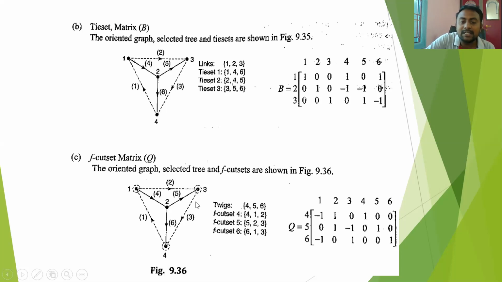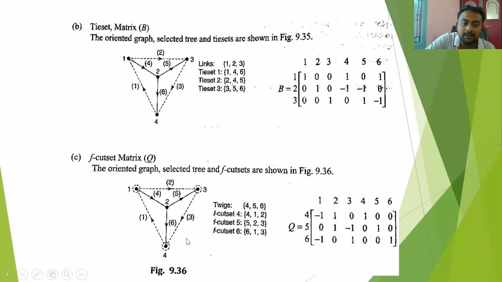For the second one, I have to consider the cut set direction, and the twig direction must be the same. If this is the direction, 2 is following the same, 3 is opposing. So 2, 5, 3 are the associated ones. Out of these three, 2 and 5 are the same with respect to the cut set and 3 is opposing. So I place 2 and 5 as plus 1 and 3 as minus 1.